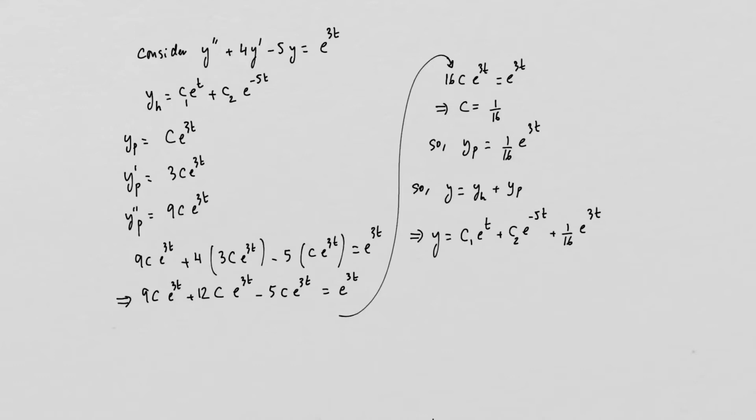Okay? So of course, if I have initial conditions, this C1 and C2 will be found. We don't have particular initial conditions, so I couldn't find C1 and C2. Otherwise, I'll be able to. Okay.